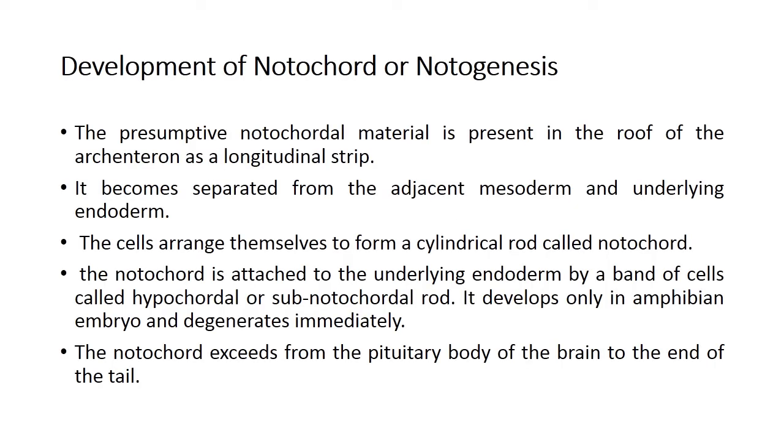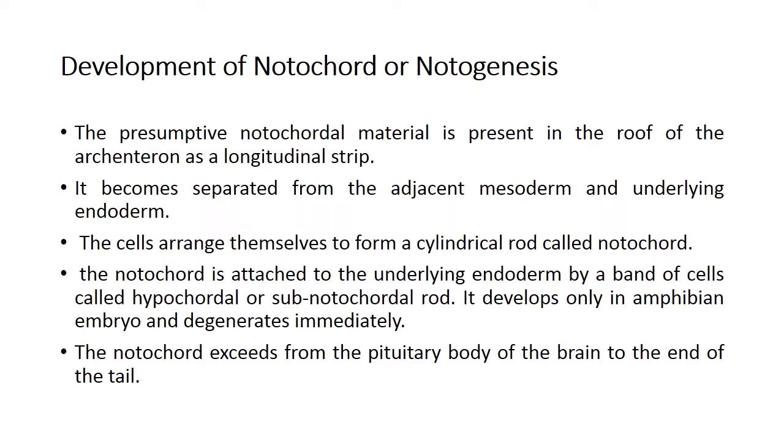Notochord and eye. Development of notochord is what is known as notogenesis. The presumptive notochordal material is present on the roof of the archenteron as a longitudinal strip, the chorda mesoderm. It becomes separated from the adjacent mesoderm and underlying endoderm. The cells arrange themselves and form a cylindrical rod which is called notochord.